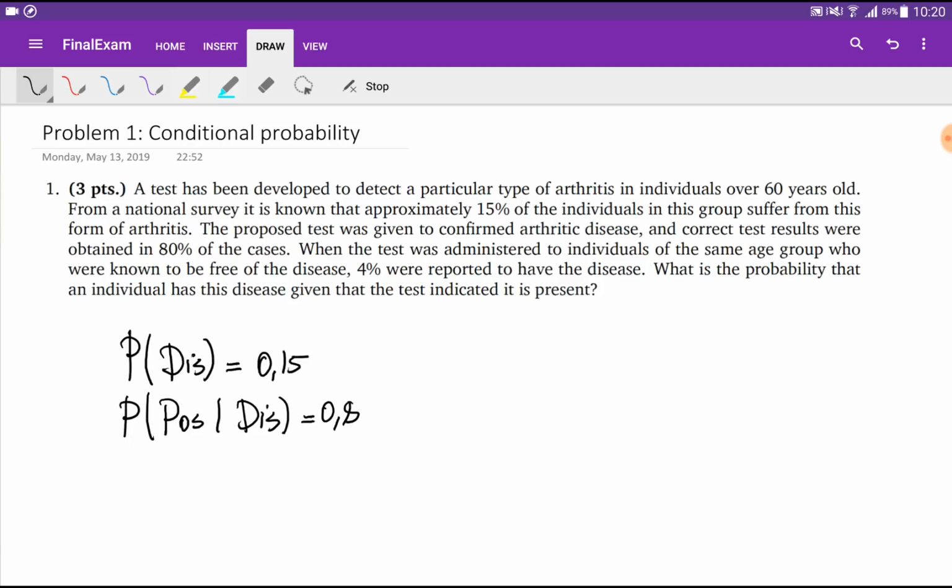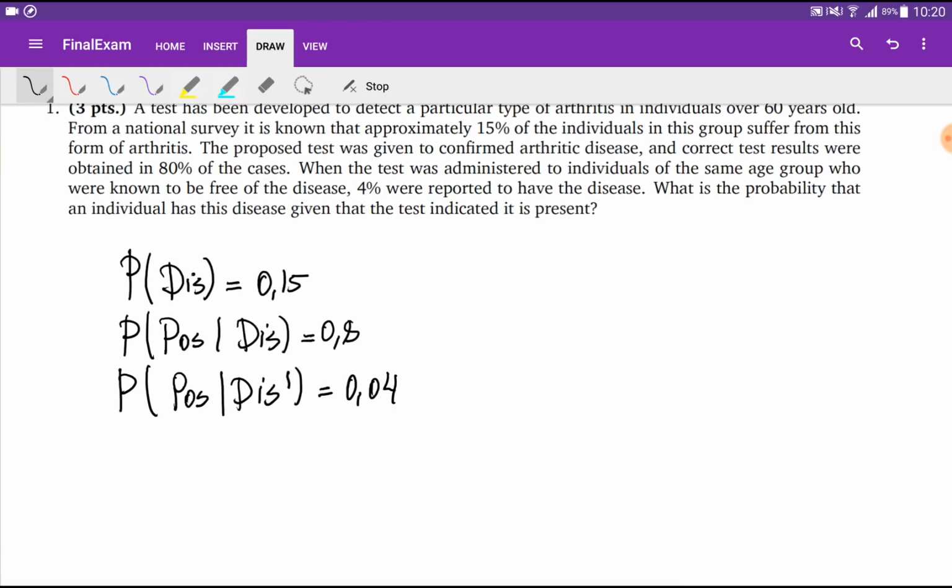and in 4% of the cases, the test is positive for persons who don't have this disease. So the probability that the test is positive if a person is free of this disease is equal to 0.04. We need to find the probability that a person has the disease if the test is positive, right? So if the test is positive, what is the probability that a person has the disease? In order to solve this problem, we're going to use the Bayes theorem.